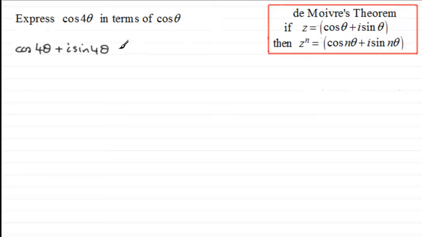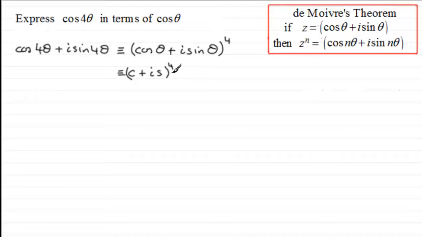Now this is going to be identical, through De Moivre's theorem, to cos theta plus i sin theta all to the power 4. Now we're going to expand this in a moment, but because it's quite lengthy, what I'm going to do is rewrite this as simply c plus is all to the power 4. It's up to you whether you do that, but it certainly pays, in my opinion, to abbreviate it.